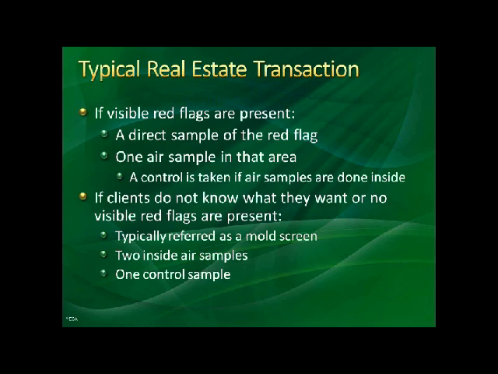Now, we talked about typical real estate transactions. If you have red flags present, you're an inspector, and you're doing a real estate transaction, you take a direct sample of a red flag and an air sample in that area, and then a control. If the clients do not know what they want, or there's no visible flags, they just want to know, is there a potential concern? It's called a mold screen. You take 2 inside samples in the common areas and 1 control outdoors. It's that simple.